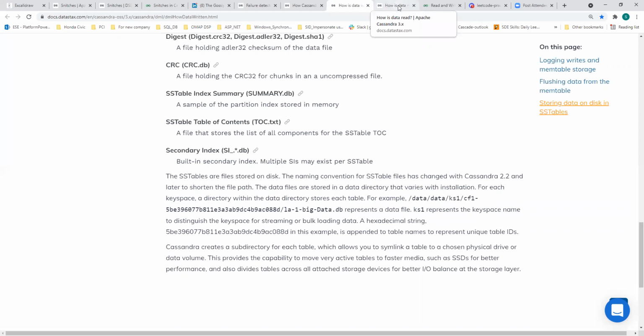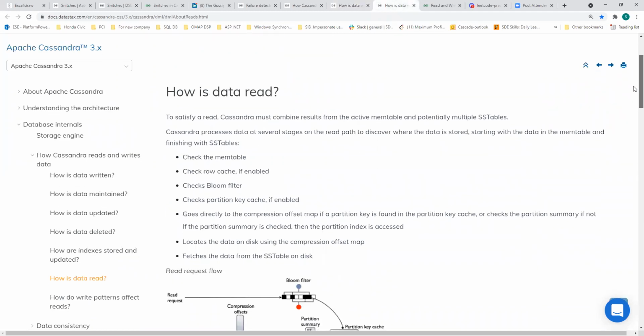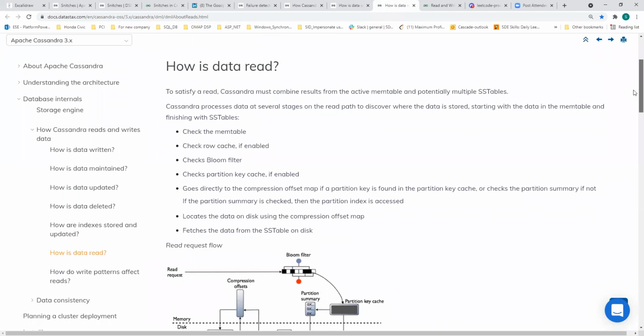So now the one thing we would like to discuss is how data is read. Okay. So now data is read in Cassandra like this, because we know that data is in two places. One is the mem table as well as the SS table.